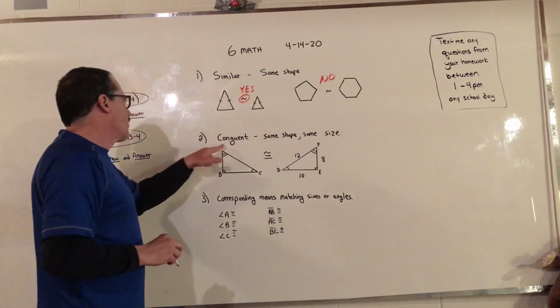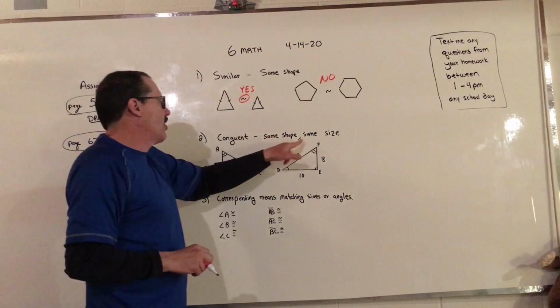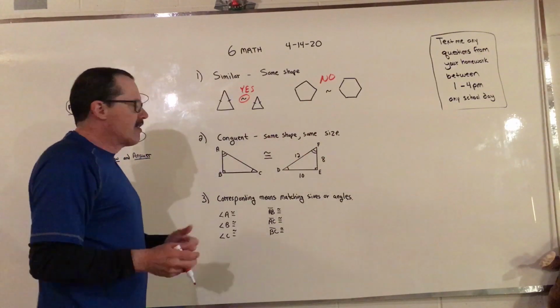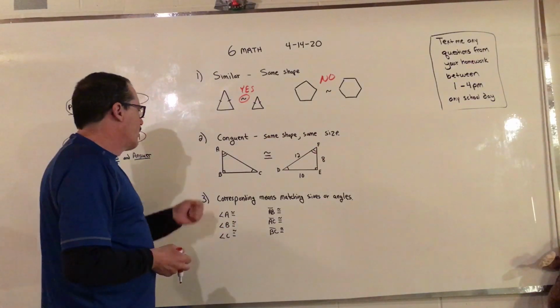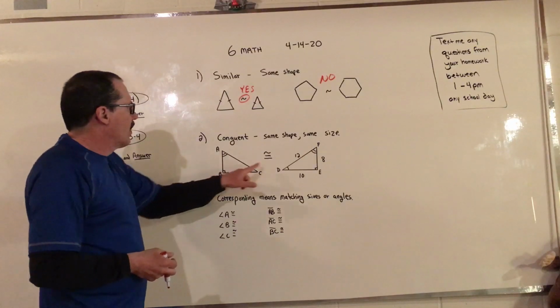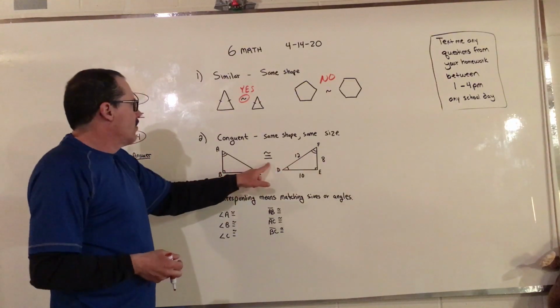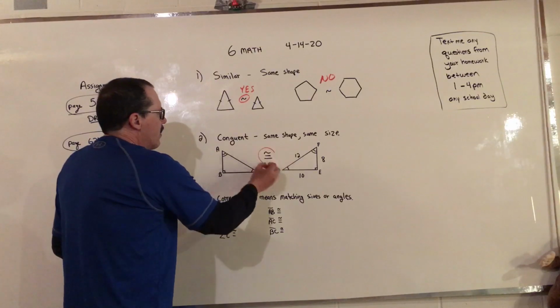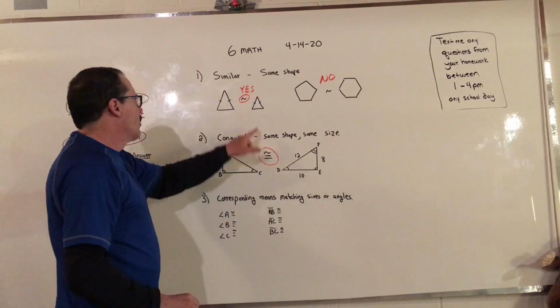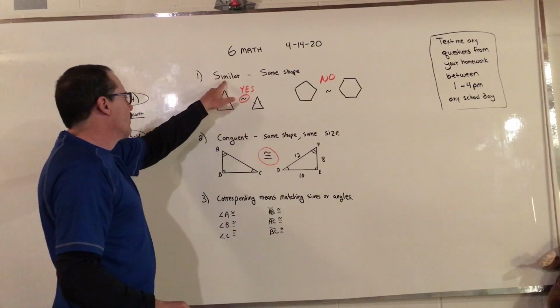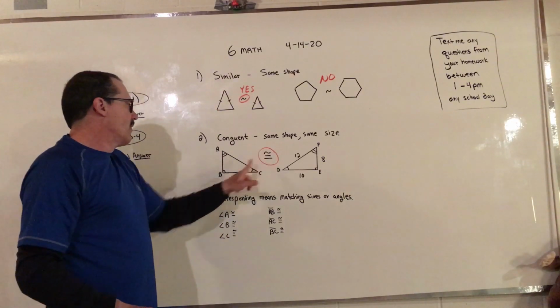Okay, next thing is congruent. Congruent means exactly the same shape and the same size. So these are like identical twins. So if you look at this triangle and this triangle, I can say that these two triangles are congruent. This is a symbol for congruent, just like this is the symbol for similar. All right, so these two triangles are congruent.